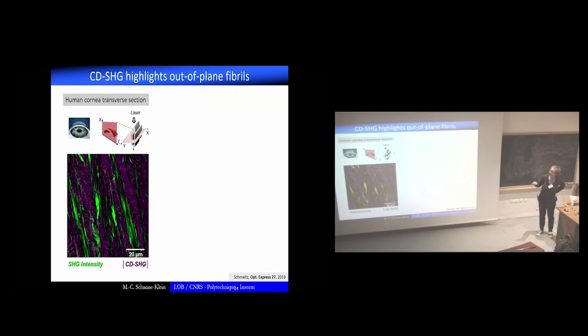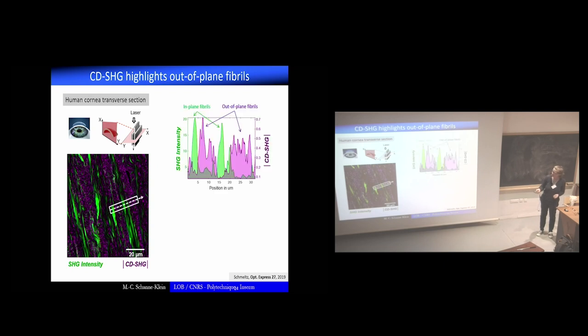So it's, again, a cornea, but here a transverse section. So in the imaging plane, we may have lamellae with different orientation. You see in the green color the usual second harmonic intensity, and the circular dichroism is in purple color. So it's anti-correlated. It's better seen on this transverse profile.